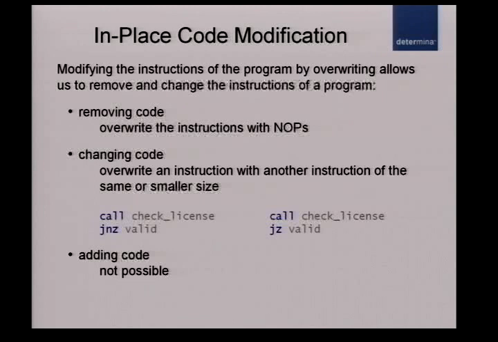And the classic example for changing an instruction is if you have a program with a license check, and after the call to the function that checks the license, you have a conditional jump that lets the program continue, or it aborts it. If you replace that with its opposite conditional jump, then the program will work when the license is invalid instead of the other way around as it was designed.